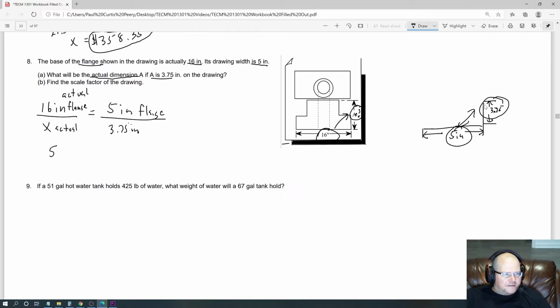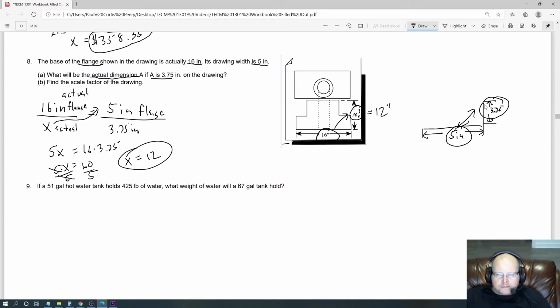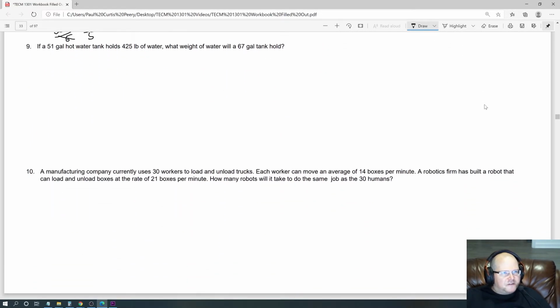Okay, so when we say 5 times x, or x times 5, which is 5x, and we say 16 times 3.75. So we end up with 5x is equal to 60. We undo the multiplication of x by dividing by 5. And what do I do to one side? I do the other. That gives me x is equal to 12. Okay, so whatever this is right here, we know that's equal to 12 inches, right? Hopefully that makes sense.